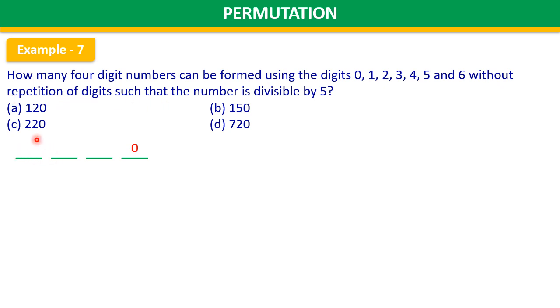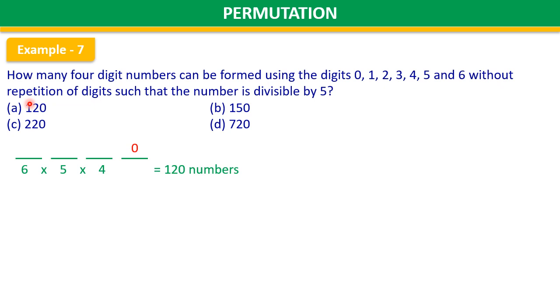Okay. Now this first digit can be selected in how many ways? Out of these digits available from 1 to 6, any one digit can come here. So there are 6 ways to select the first digit. 5 ways are there to select the second digit. 4 ways are there to select the third digit. So a total of 120 numbers can be formed, in which 0 will appear in the unit place.